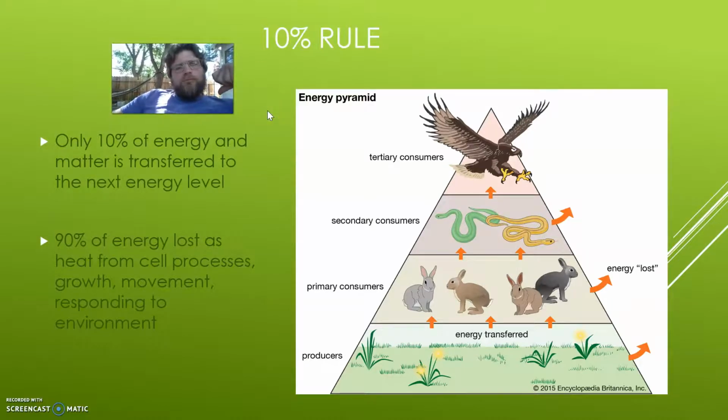10% of energy and about 10% of matter is transferred to each trophic level, each energy level. So when producers are eaten by primary consumers, only 10% of the energy moves up. The rest is lost as heat. The energy was used by the organism to do stuff. So at each level, 10% goes up.